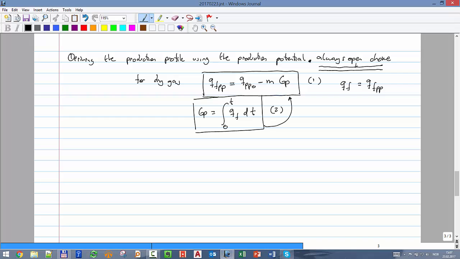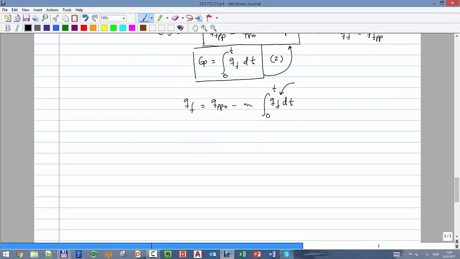So we say Q of the field equal to QPPO minus M integral 0 to t of Q of the field times dt, and I want to clear how much is Q of the field with time. Now we derive with respect to time, and we end up with the derivative of Qf with respect to time equal to minus M Qf. Yes?